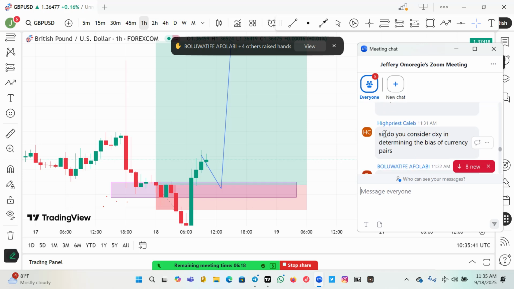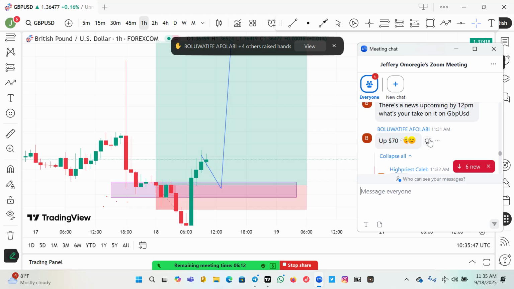Okay, someone was asking another question. Do you consider the SY in determining bias for a currency? I don't look at the SY. There is this upcoming news. What's your take on GBPUSD?